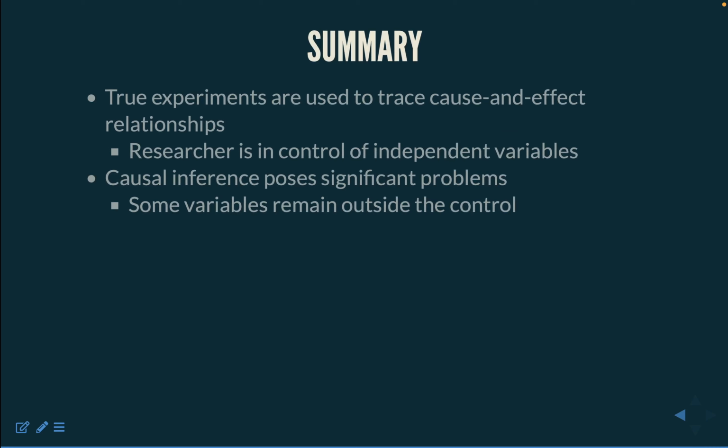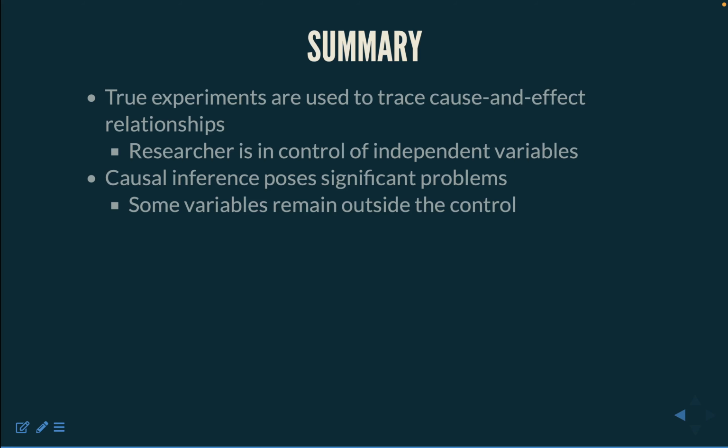True experiments are used to trace cause and effect relationships between predefined variables. As such, they rely completely on controlled variables. This requires conditions where the researcher is in complete control of all independent variables, being in a position to add, remove, or manipulate in some way any independent variable in order to trace the effect.